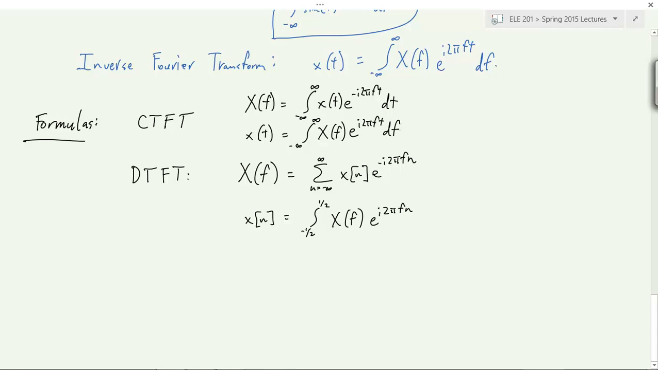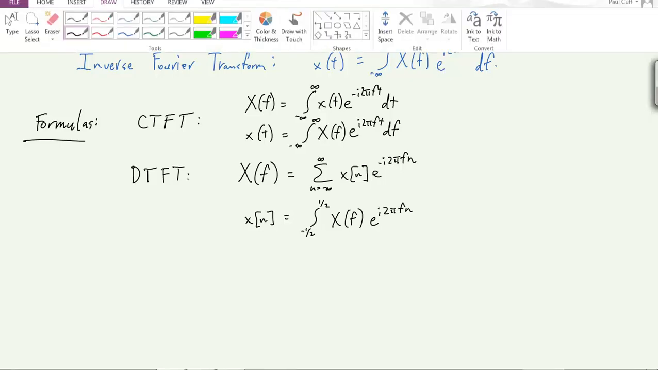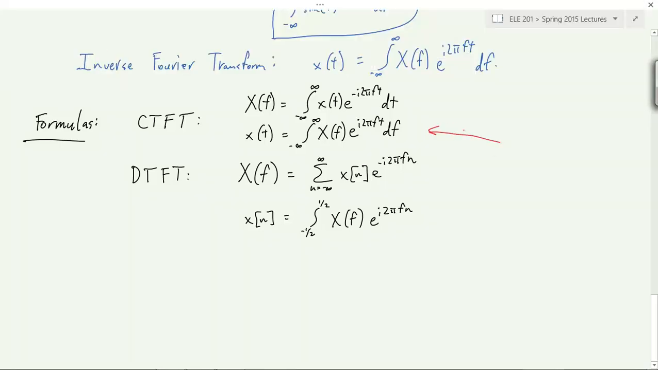Okay, so we have now our continuous time and our discrete time formulas, both forward and backwards. We would call this the inverse. These are the inverse transforms to get back to the time domain. If you want to, you can think of this as the synthesis equation, like we called it for the Fourier series. It's the way of getting back from your frequency components back to the time domain.